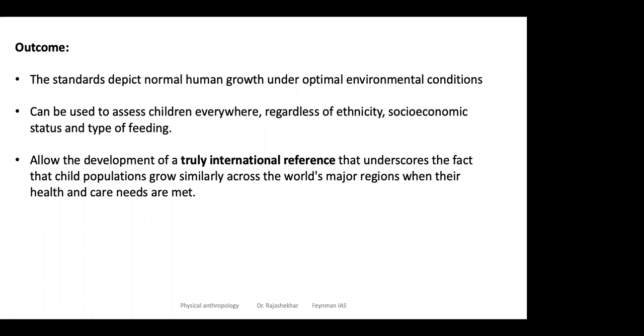Otherwise, most of the time, the growth charts we use belong to developed countries where such studies are done. So they may not exactly represent the average comparison. But here, they created a good average. So the standard would definitely act to depict the normal human growth under optimal environmental conditions, irrespective of where the child is from. So this is an average picture. So it can be used to assess children everywhere, regardless of ethnicity, socioeconomic status, and type of feeding.